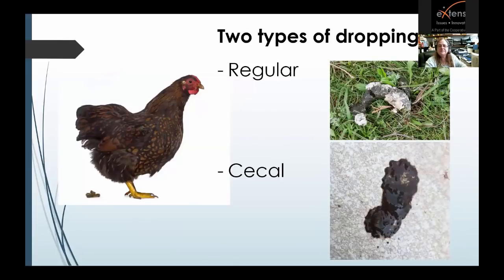There are two types of fecal droppings, the regular and the cecal droppings. The white material on the regular fecal droppings is the uric acid, which is the chicken form of pee. They don't pee, to avoid losing that water. They convert their urea to uric acid as the waste product. And uric acid is not soluble in water, so it's deposited on the fecal material that is excreted.